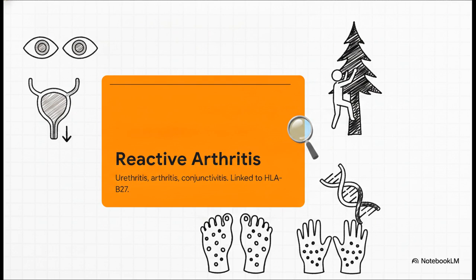But the exam goldmine here is the dermatological finding, keratoderma blennorrhagicum. These are characteristic lesions you'll find right on the patient's palms and soles.